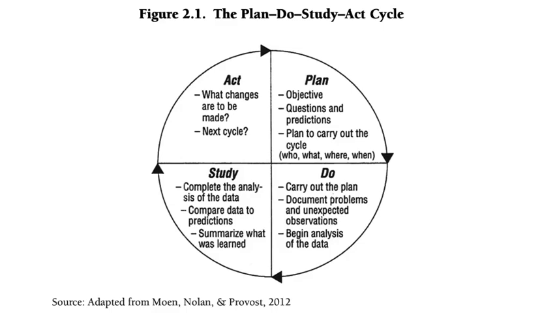Again, this information in Nichols' article will take us back to the plan, do, study, act cycle. There are certain things we will plan around our objectives, questions, and predictions that then inform what we will do as we carry out the plan and document the problems and unexpected observations. That collection of data allows us to study, gives us a complete analysis of the data, allows us to compare data to predictions and summarize what was really learned so we can ultimately go back and then act. Pay attention to what changes need to be made, and then we feed that back again.